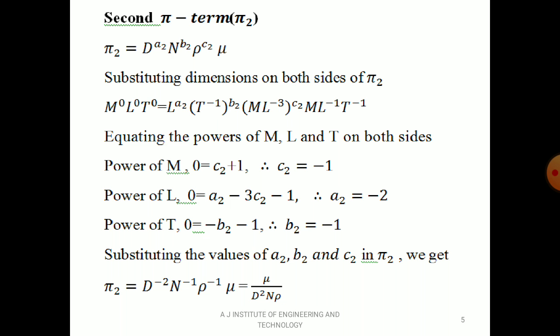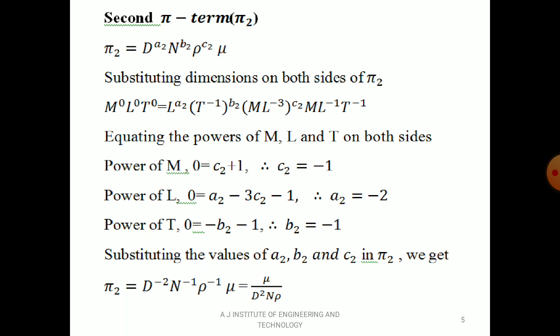Next, equating the power of L. So left hand side we have L to the power 0, right hand side L to the power a2, L to the power minus 3c2, L to the power minus 1. So we can write the expression as 0 equal to a2 minus 3c2 minus 1. Therefore a2 equal to minus 2. We can get the a2 value later upon getting the value of b2.